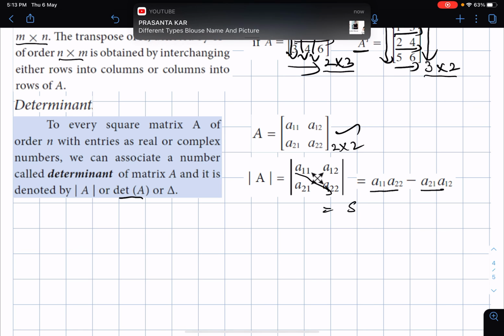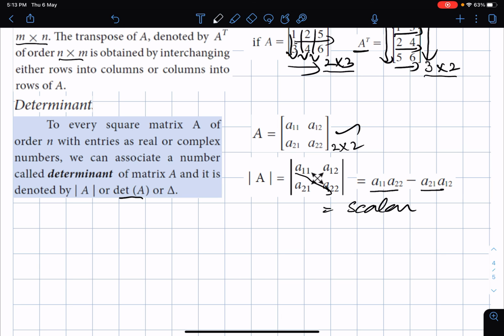Okay, only a number. It can be any number, minus, plus, anything, even a fraction, whatever it is, according to the numbers present in the determinant. And here, instead of the box bracket, you put straight lines when you denote the determinant. So a determinant is always converted from the box bracket of the matrix to the normal parallel lines, like we put for the modulus, the single line.